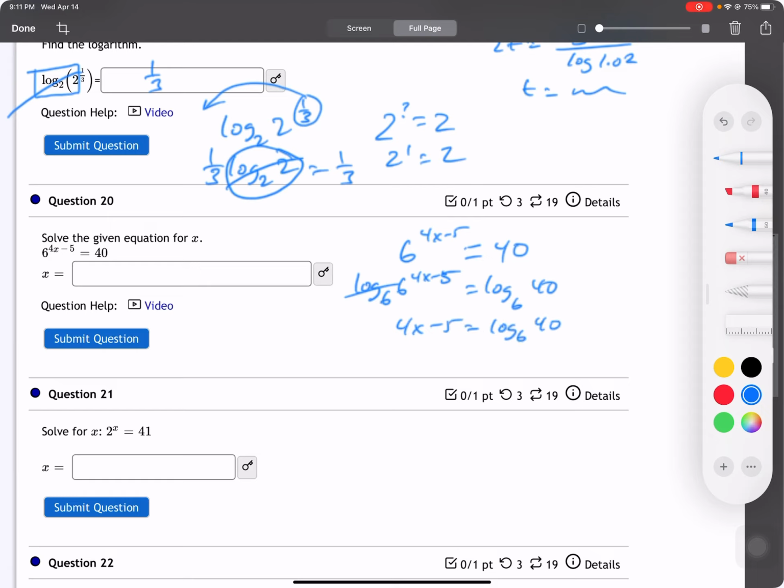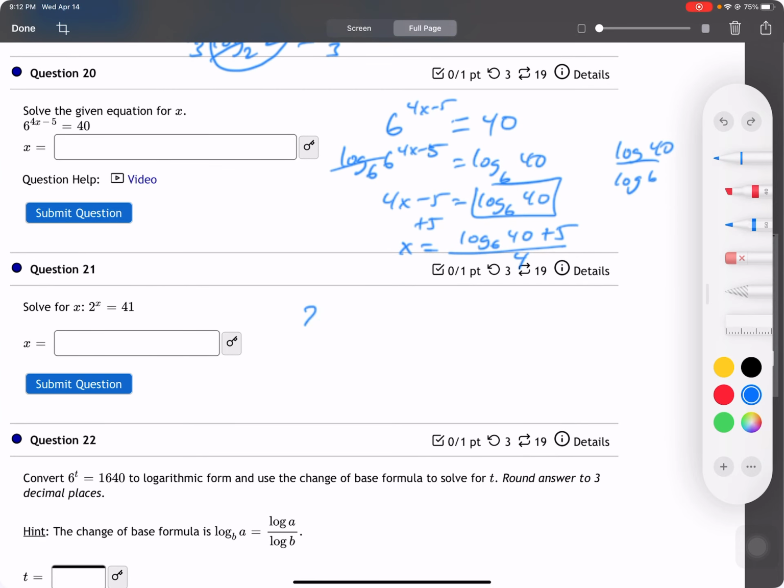Remember, this is calculator work. That will give you some decimal number. So log of 40 divided by log of 6, change the base. Once you do that, you're going to add 5 to both sides and then divide everyone by 4. It's going to be log base 6 of 40 plus 5, all divided by 4. And that's what you put in your calculator. But I think to write that in your calculator might be a little confusing. So I always say do this first, then you can plus 5 and divide by 4. Super easy from the calculator.